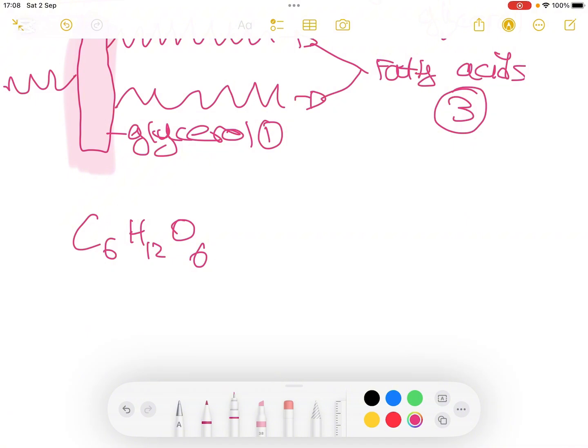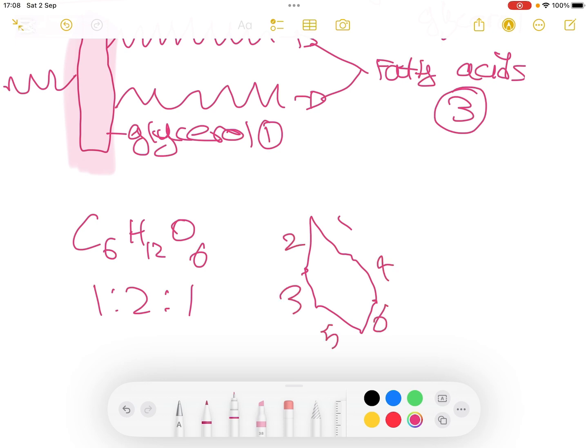And as you can see over here, the ratio is 1 to 2 to 1, okay? And they are arranged in the form of a hexagon shape, like 1, 2, 3, 4, 5, and 6. And glucose is the way that carbohydrates are transported around the human body. Glucose dissolves in blood plasma, which delivers it to every cell, and cells need glucose for energy.